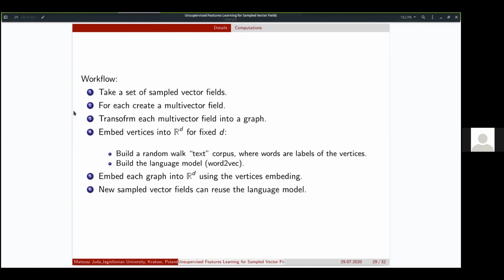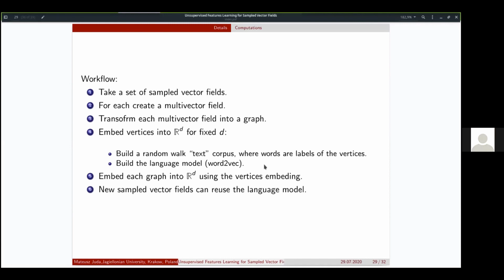And then we can find an embedding of the vertices into R^D. We do that by building random walks. We have the artificial text corpus, and we build the language model using the word2vec approach. Having that, we can embed either the vertices of the graphs, or a whole graph, into R^D. And whenever a new example of a vector field arrives, we can do exactly the same steps. However, the model may be computed only on some training sets, and then we can use this word2vec model to find the embedding for the new data.